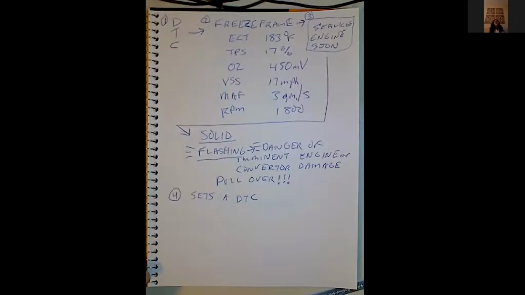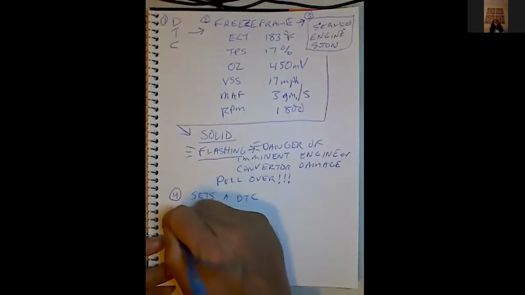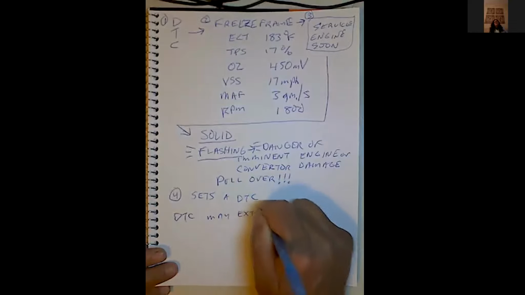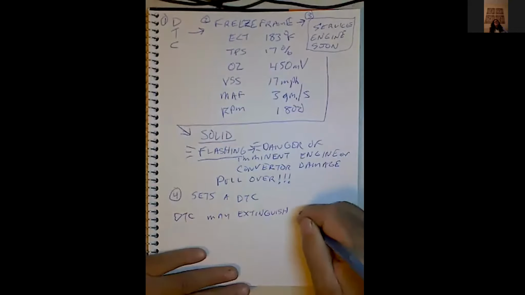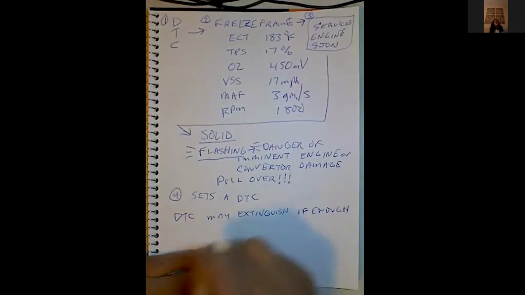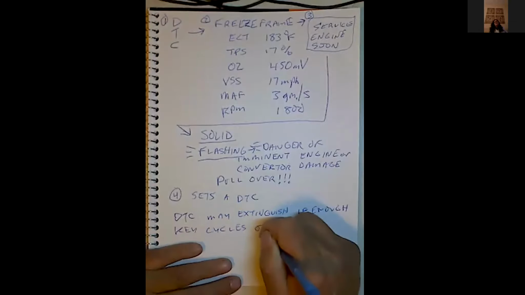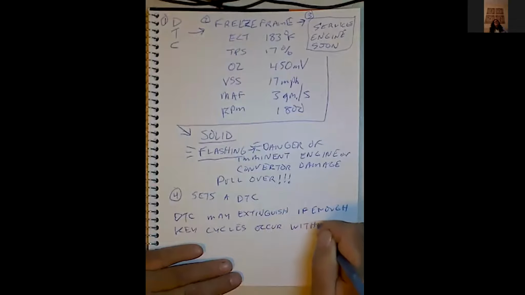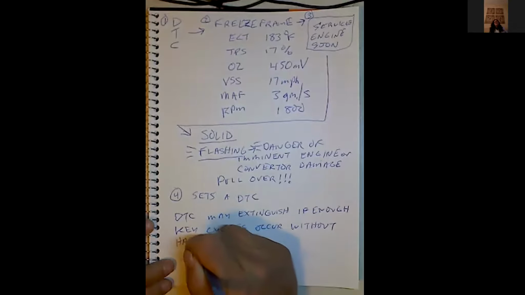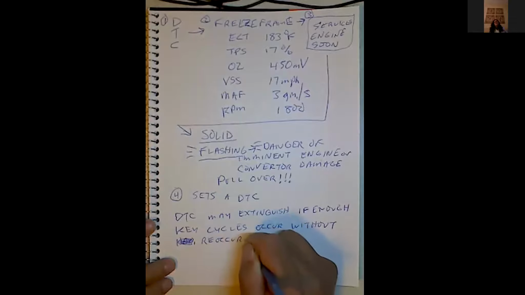Everybody knows people, right? Okay, so it sets a DTC. Now, here's the thing. A DTC may extinguish. What does that mean? Put out. May go out. Yeah, it may go away, if enough drive cycles, well, actually, they're called key cycles, occur without the problem happening again. Reoccurring issue. That's the word I was looking for. Reoccurring. Yep.